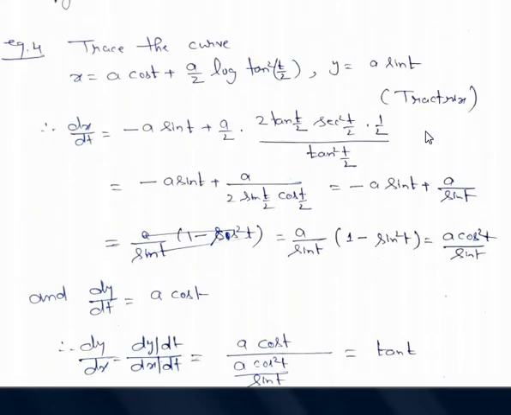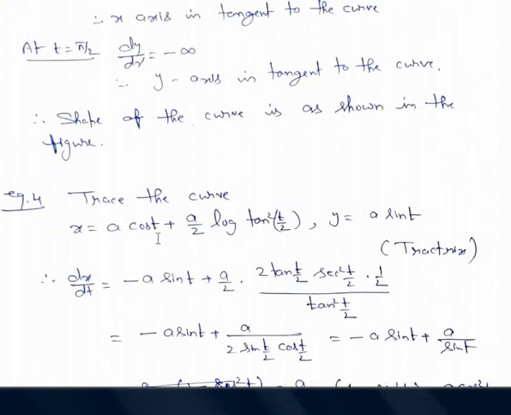Okay, let's take one more example. Trace the curve x = a cos t + (a/2) log tan²(t/2), y = a sin t. This curve is known as the tractrix. So find out dx/dt.